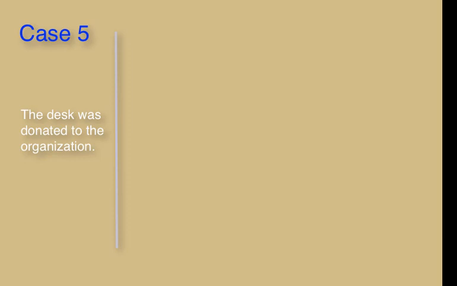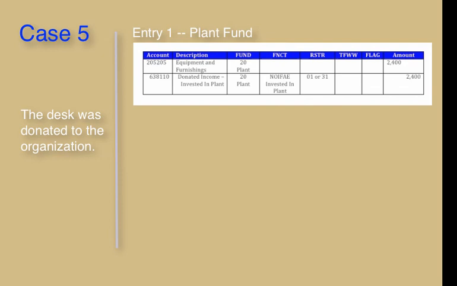So we're going to debit account 205, equipment and furnishings, with an analysis code of Fund 20, and we're going to credit 638110, donated income invested in plant. Here the analysis would be Fund 20 and a function of NOIFAE, invested in plant. The restriction would be 01 or 31. So those are our 5 cases.